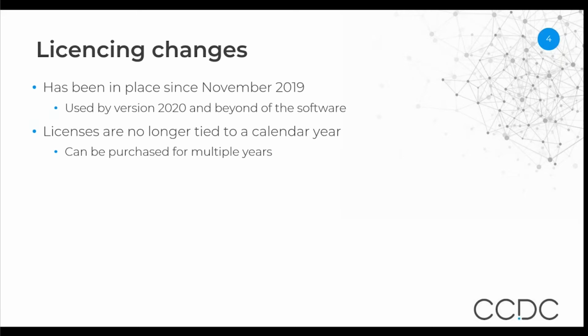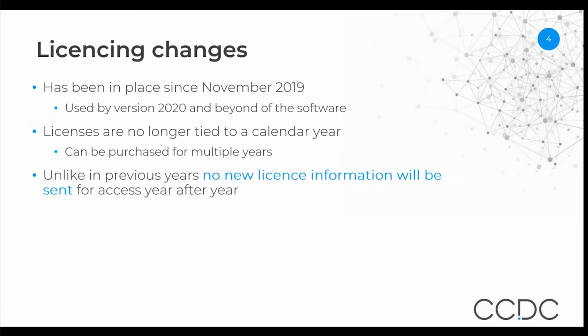You can also purchase your license for multiple years. So if you want to have a 3-year license or more than that, that is an option available to you when you want to renew your license. Unlike in previous years, your license information will no longer be sent to you because it no longer changes every year. Once you obtain your license for the first time, you will get that license and information, but for subsequent renewals, we will no longer send out that license information. But you're always welcome to reach out to us at support or admin if you need that information.